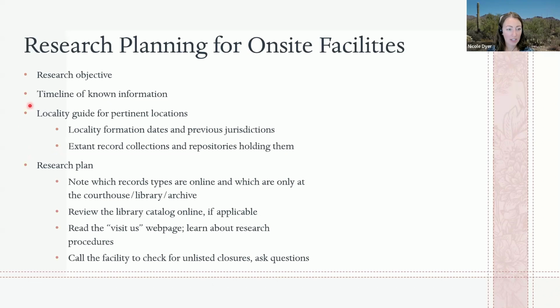Once you've done the objective, timeline, and locality guide, then you're ready to create a research plan because you've already figured out where these extant record collections are held. In your research plan, you can note which record types are online and which are only at the on-site facility, whether it's a courthouse, library, or archive. You can also go online to review that library's online catalog if they have one.